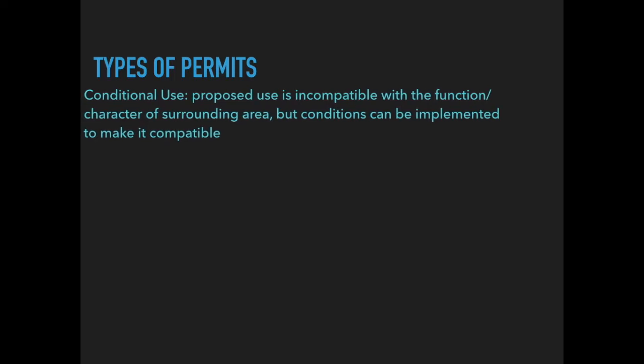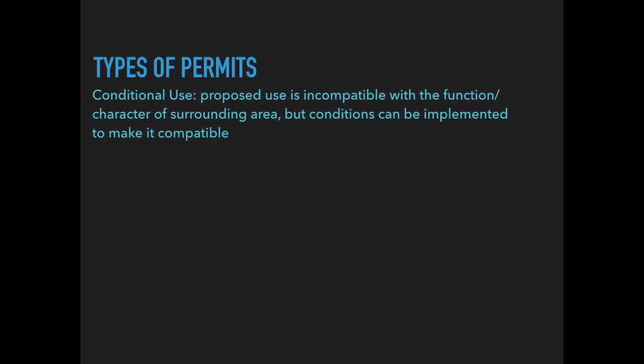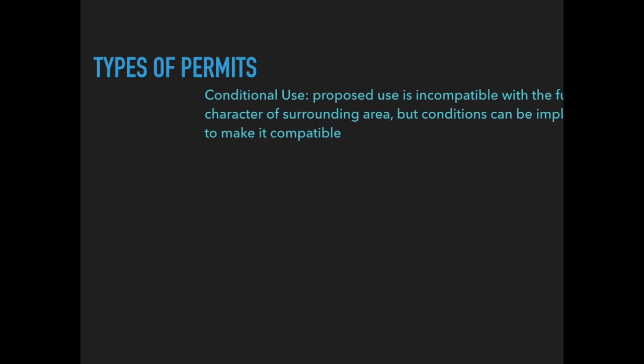A conditional use permit is issued when an application is submitted proposing a use that is incompatible with the function or character of the surrounding area of the property. The Planning and Zoning Administrator can approve the application with conditions that make it compatible.